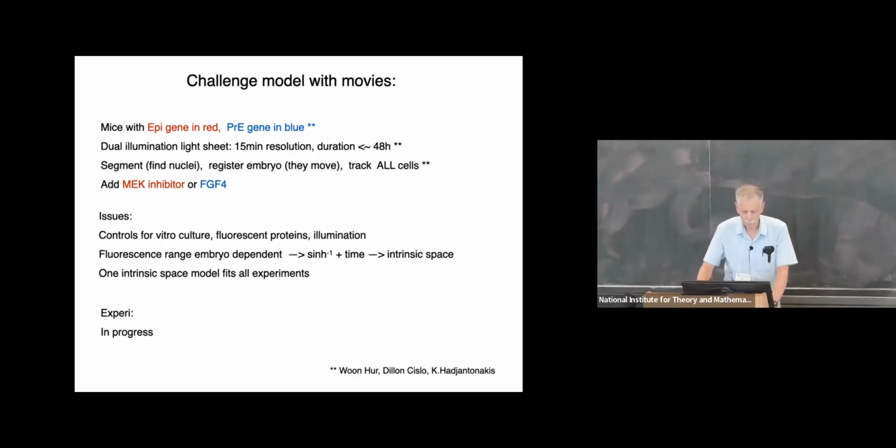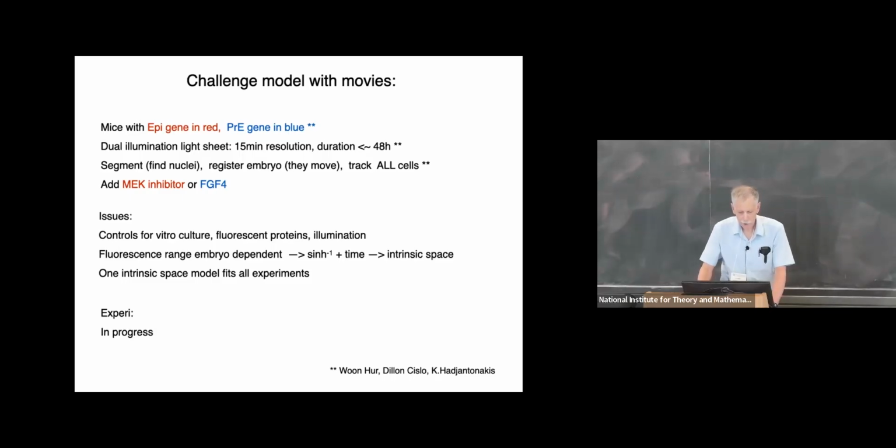So we have mice that are doubly labeled for an epi gene and a PRE gene. We have dual light sheet illumination, so we could run for almost 48 hours with 15-minute resolution. We can segment all nuclei, register, and track all cells. And we could fiddle with it with external drugs that will tilt the fate plane to either one fate or the other. There are controls you have to do, which have been done.